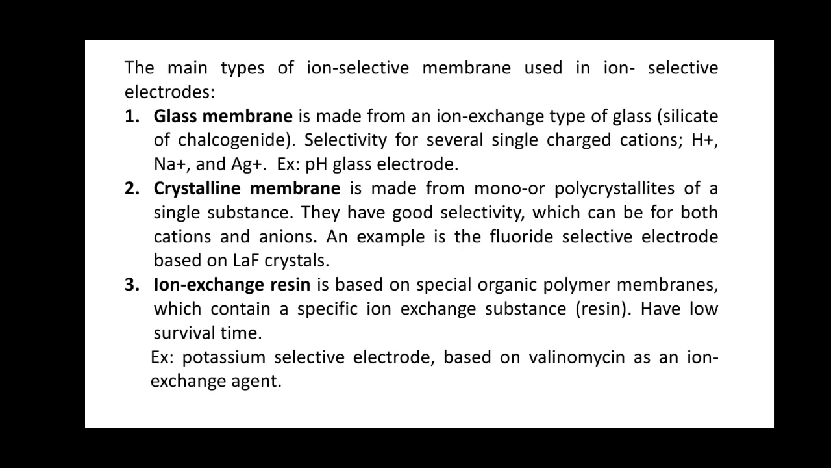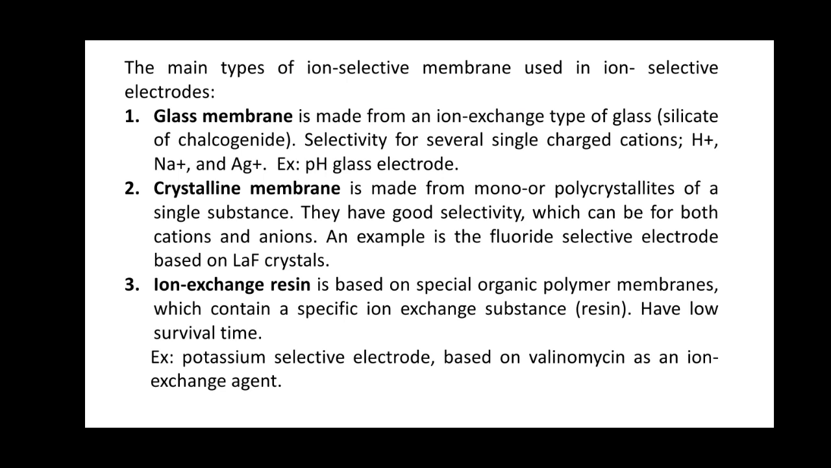So the main types of ion selective membranes used in ion selective electrodes are glass membrane, crystalline membrane and ion exchange resin. So in glass membrane, it's made from an ion exchange type of glass, that is silica or chalcogenide. They are selective for several single charged cations such as H+, sodium and Ag+. Example, pH glass electrode.